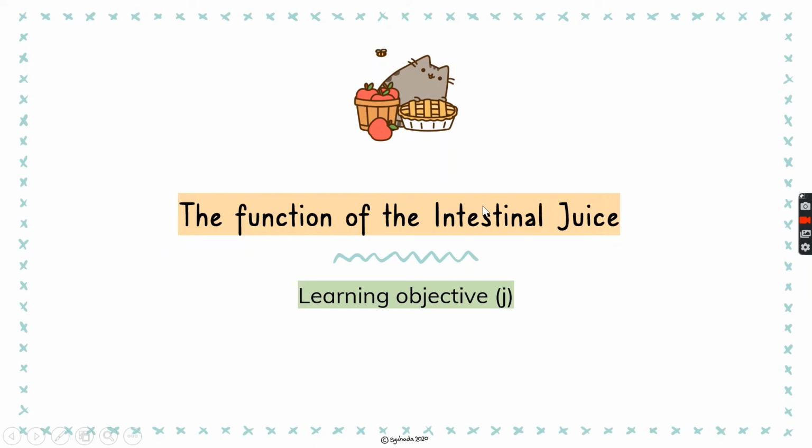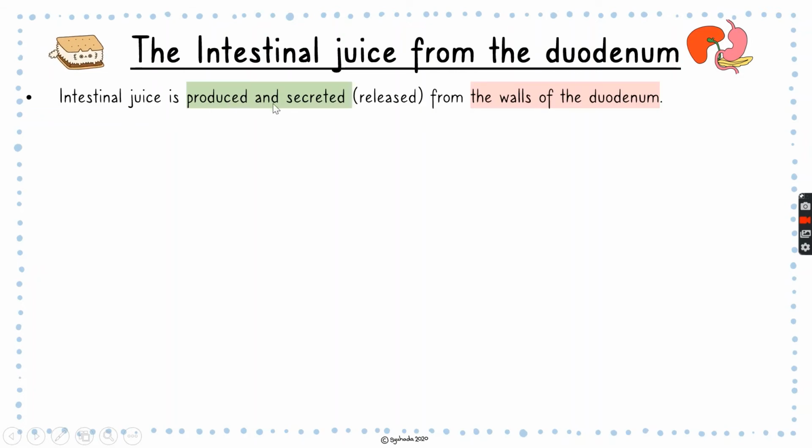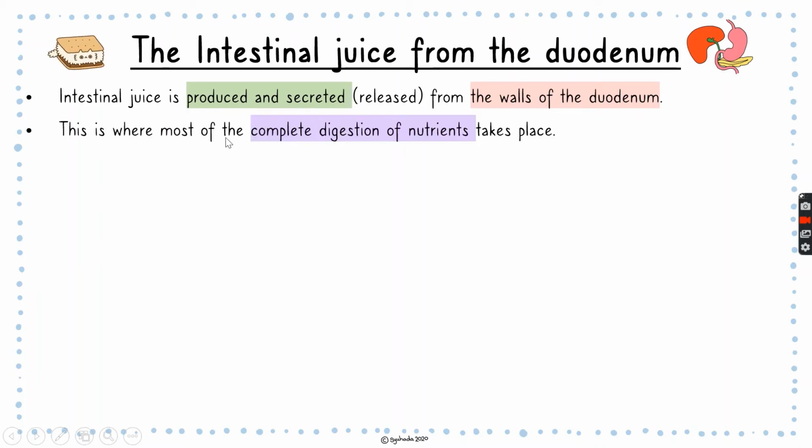So the function of the intestinal juice now. The intestinal juice comes from the duodenum. It is produced and secreted. Whenever you see the word secrete, it means released from the walls of the duodenum. This is where most of the complete digestion of nutrients takes place. So the intestinal juice is in charge of completing digestion. When I talk about completing digestion, we mean that the nutrients are going to be in their smallest and simplest form.